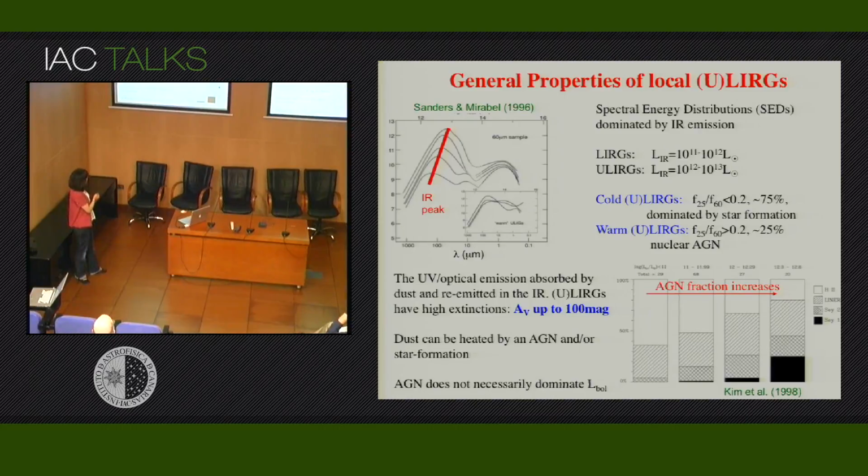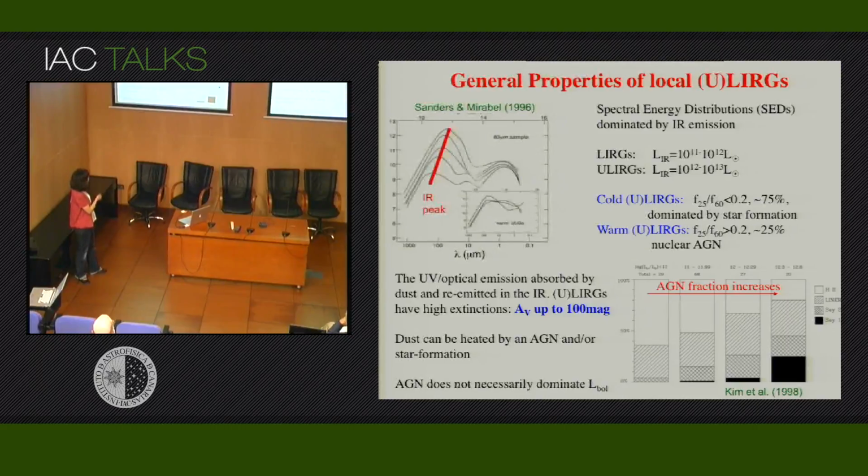Then people classified them in terms of their IRAS colors. If the 25 micron to 60 micron flux ratio was less than 0.2, they were called cool, you should say cool, not cold, cool LIRGs or ULIRGs. This type of galaxy tends to be dominated by star formation. And if a galaxy has a ratio of 25 to 60 microns greater than 0.2, they are called warm LIRGs and ULIRGs, and they tend to host an AGN.